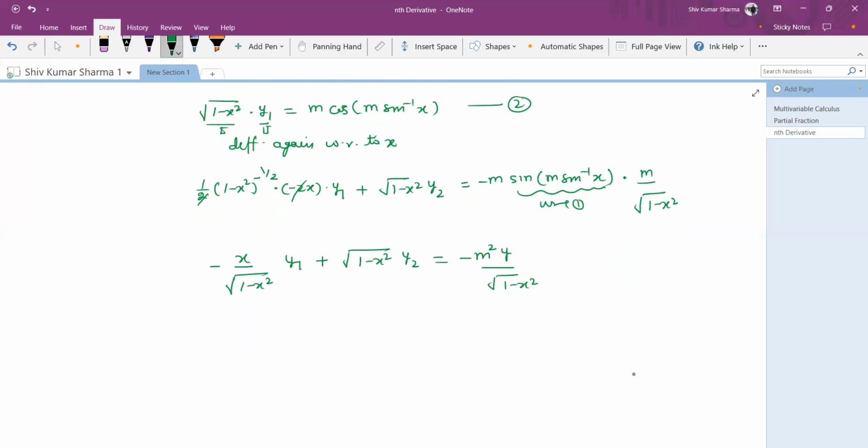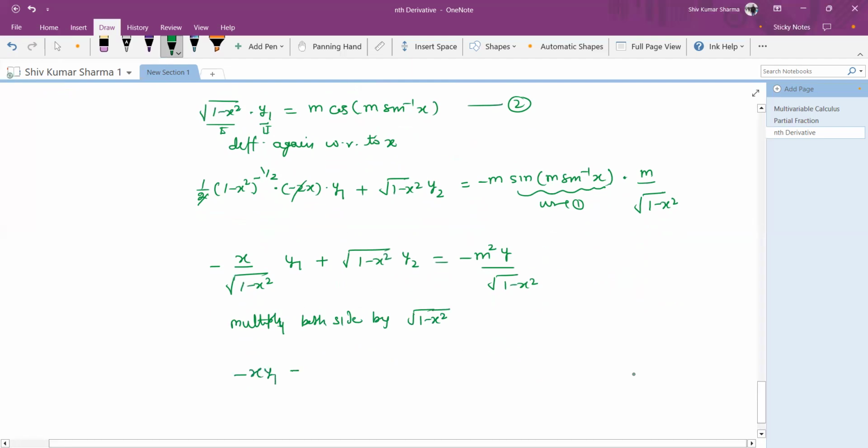Now we multiply both sides by root 1 minus x square. So the first term we can write as x y1 plus (1 minus x square) into y2 is equal to minus m square into y. So we can write this as (1 minus x square) y2 minus x y1 plus m square y is equal to 0. So this is our equation number 3.